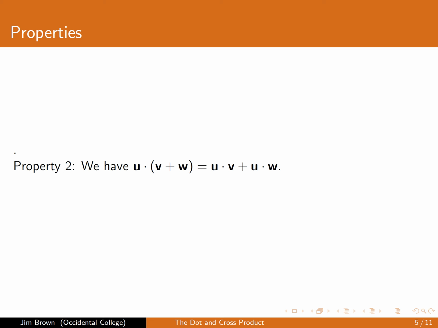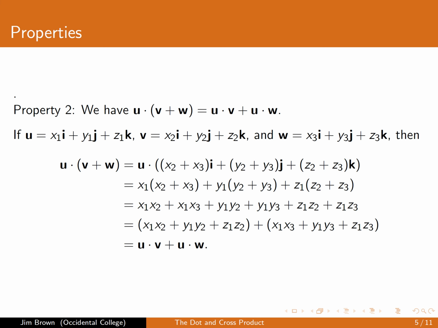For the second property, we have a distributive law here. So if I take the dot product of u with v plus w, I can distribute that u. So it's the same thing as u dot v plus u dot w. So you can compare this to the regular distributive law for multiplication and addition with numbers. So this one looks a little messier, but it's really just the same thing.